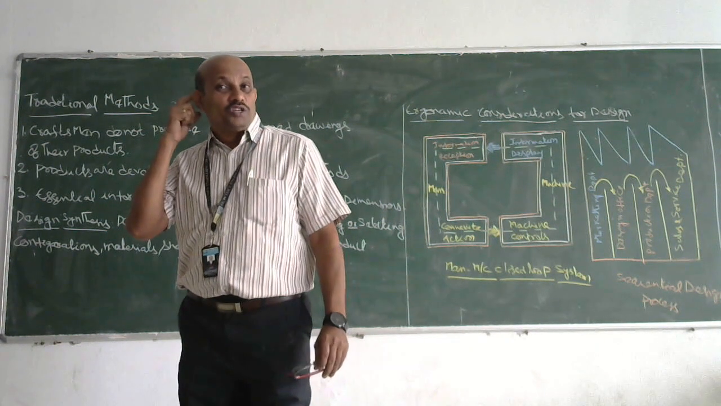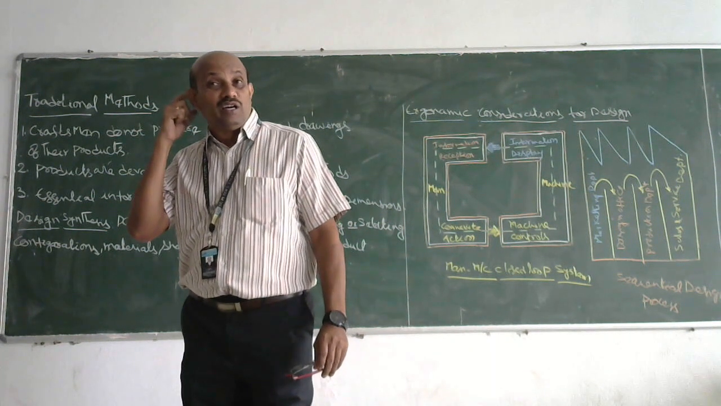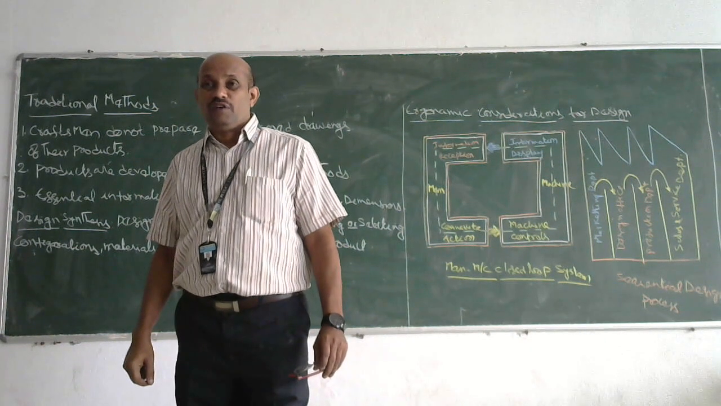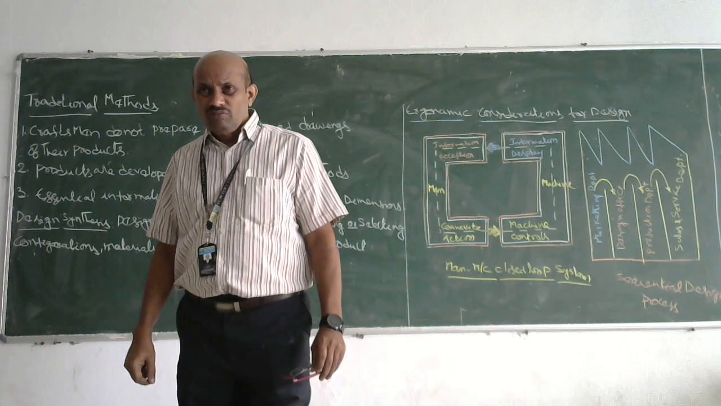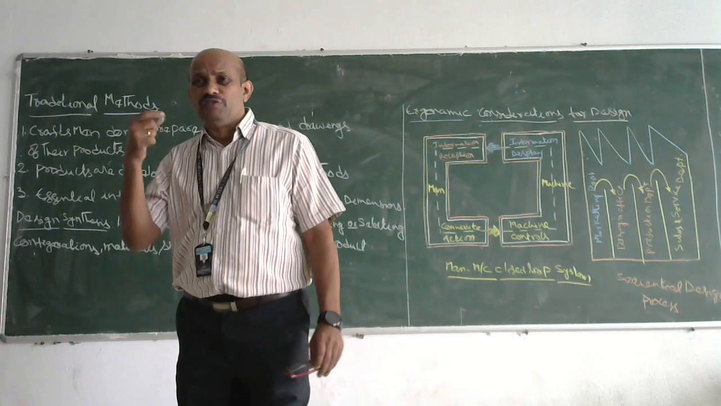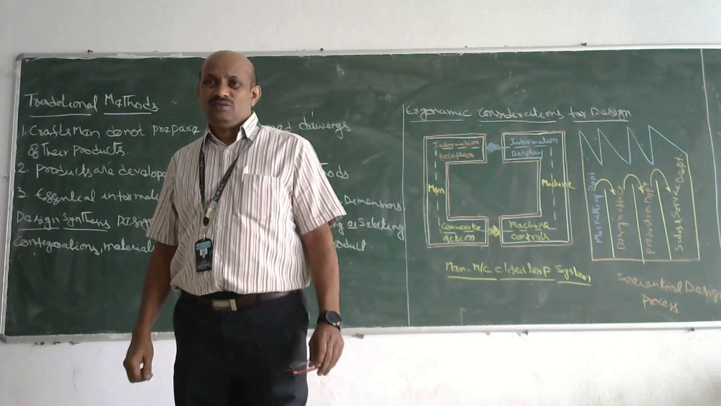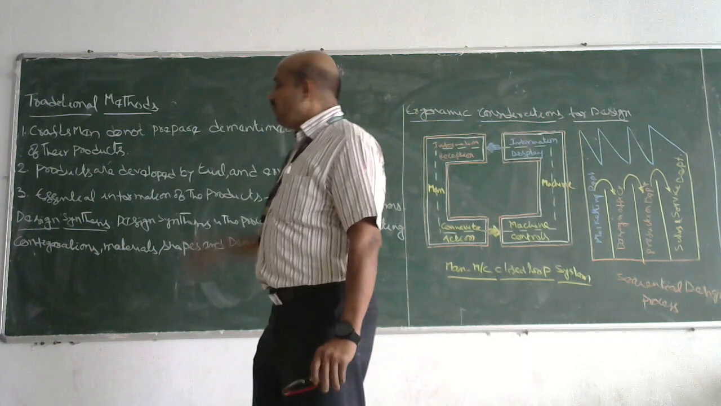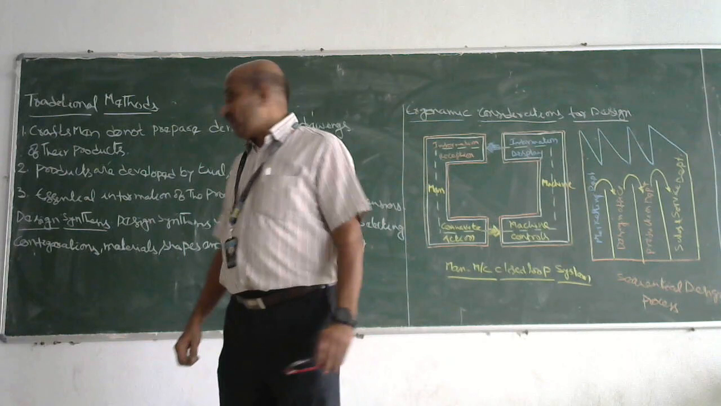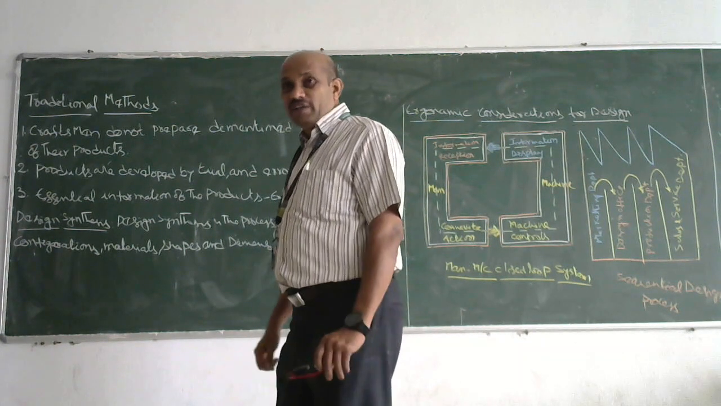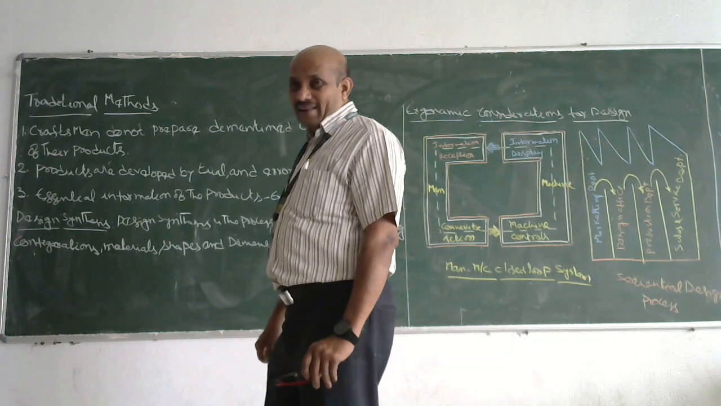Suppose you want to find any answer, minus b plus or minus root of b squared minus 4ac by 2a; we do it with the help of trial and error methods. Okay, so that is one of the things we have to go for. Another one: the product should be developed by trial and error methods.